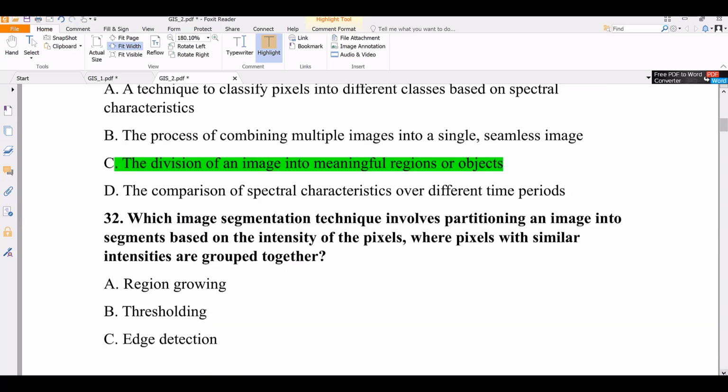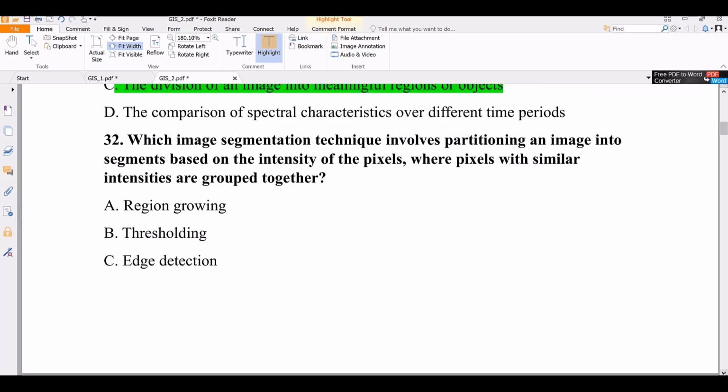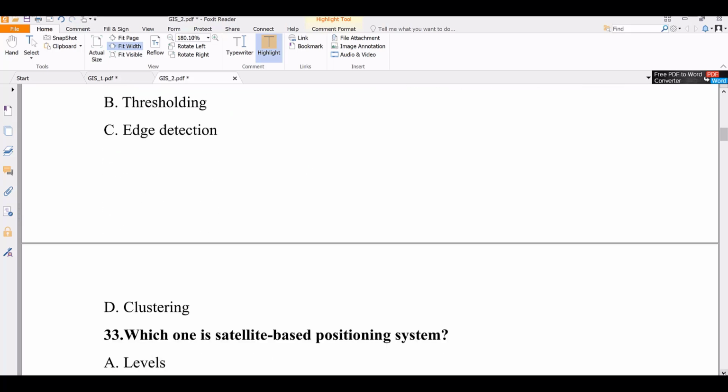Question number 32. Which image segmentation technique involves partitioning an image into segments based on the intensity of the pixels, where pixels with similar intensities are grouped together? Region growing, thresholding, edge detection, and the last one is clustering. So the correct answer is thresholding. Okay, great.